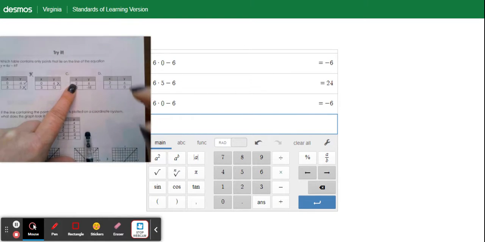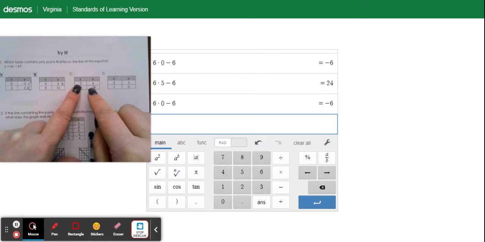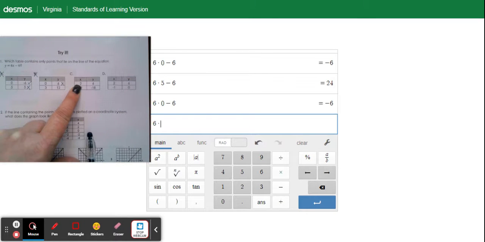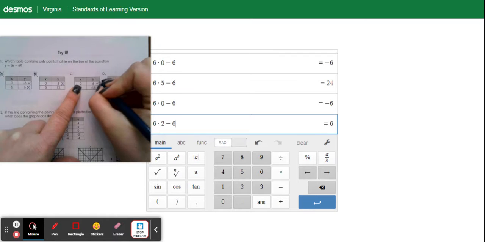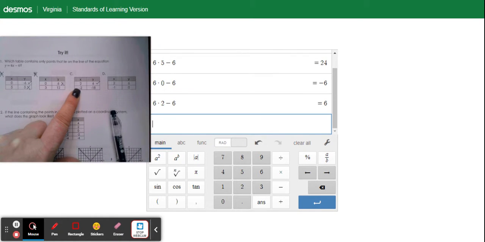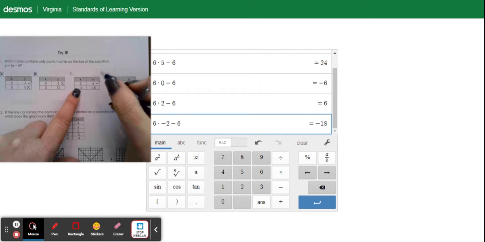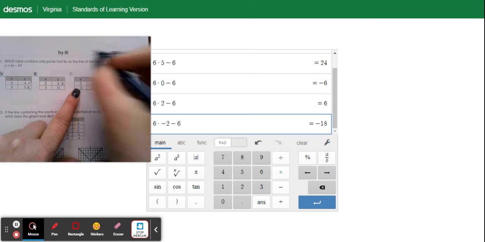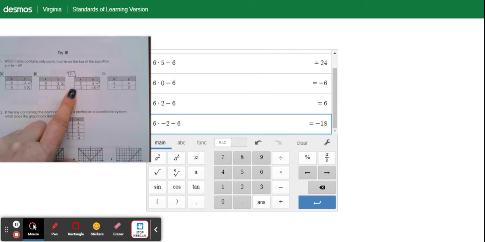Moving on, let's look at C. I'm going to substitute 2. 6 times 2 minus 6. When x is 2, y is 6. Now I'm going to look at my next one. I have 6 times negative 2 minus 6. There it is. y equals negative 18. So C is my answer.